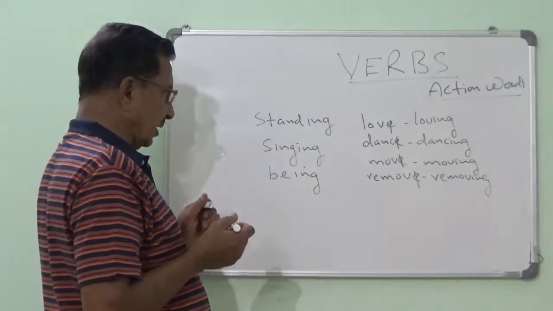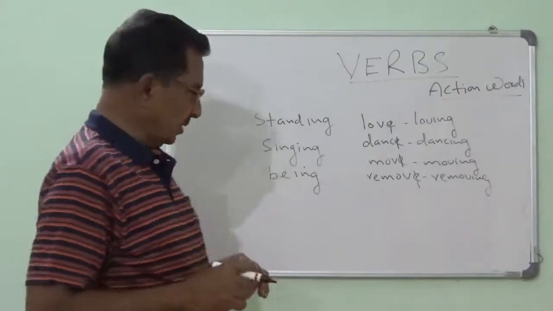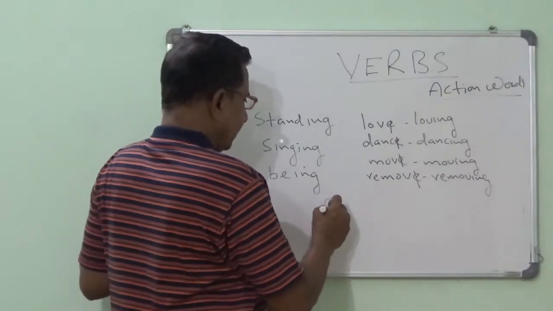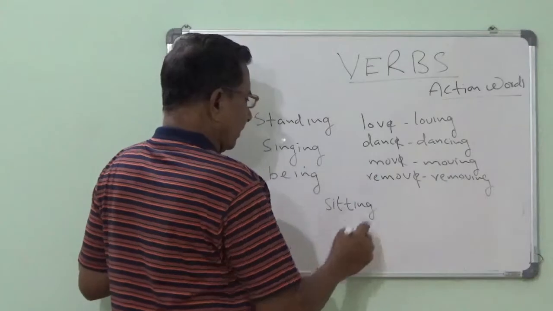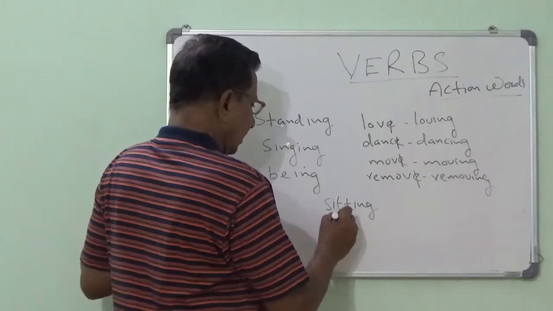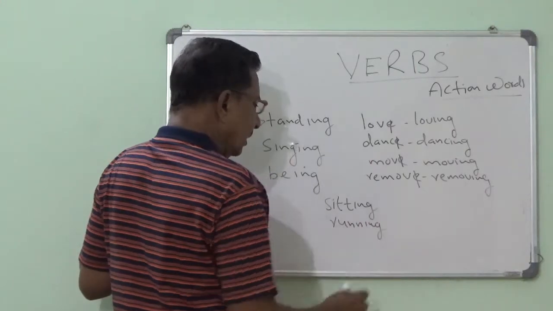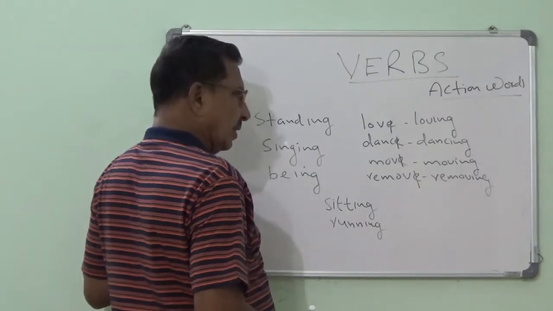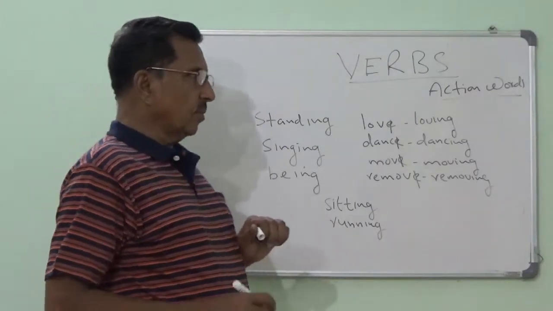And the third group of verbs we saw. What is it? Then what do you do? You have to double. They are short words. For example, sit. Sit, one more T, ing, sitting. Run, one more N, ing, running.